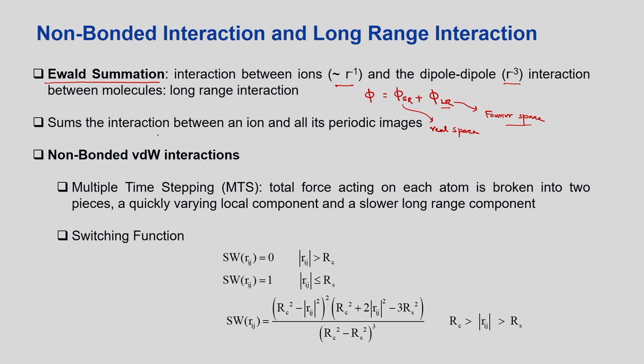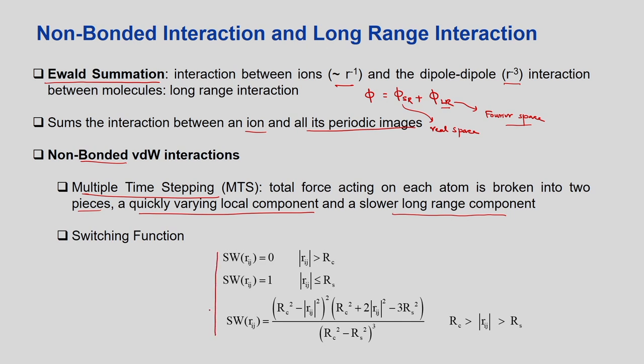It will sum the interaction between an ion and all its periodic images through infinite directions. Then comes the non-bonded van der Waals interaction. In this also we do not compute all the pairs. So, we will use an algorithm, multiple time step. Here what we will do is break the force on each atom into two pieces: a quickly varying local component and a slowly varying long range component. We will apply a switching function.